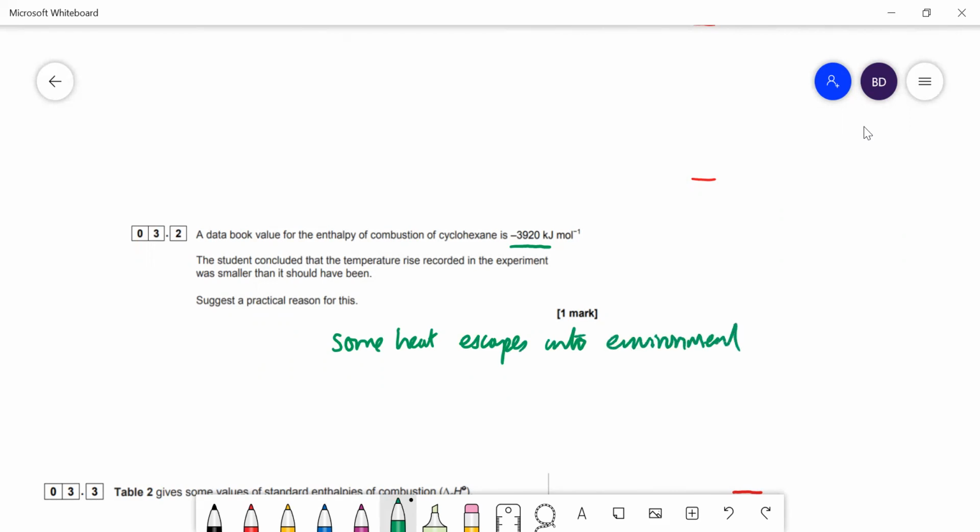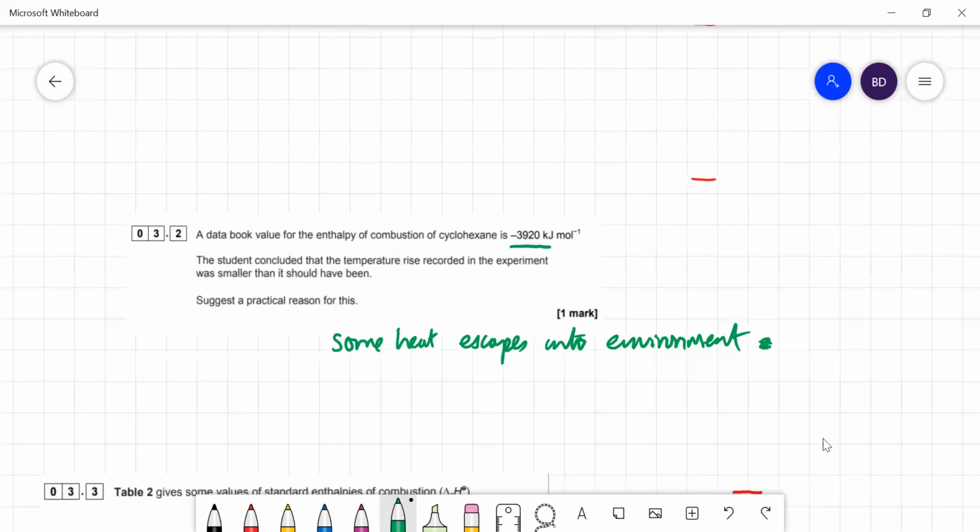You could also say maybe there's some incomplete combustion of the cyclohexane. That will get you the mark as well, but that is quantitatively the most important reason, because a lot of the heat escapes. So I will put that one down first.